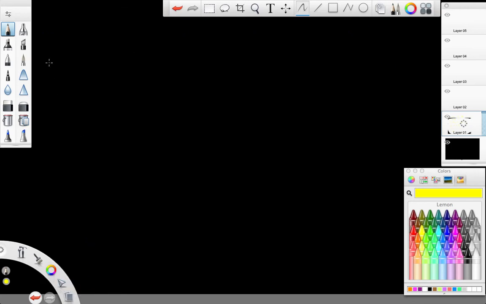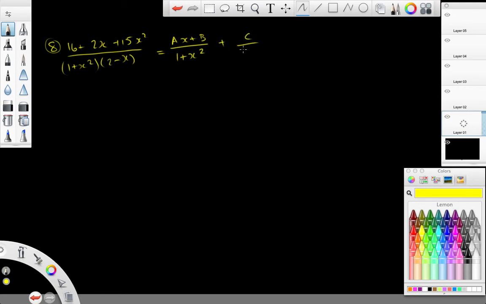Alright, question 8. Question 8 asks you to express another set of partial fractions. So it was 16 plus 2x plus 15x squared all over 1 plus x squared times 2 minus x. I'm not too sure how the book does this, but I was in the habit of starting with the highest power of x, so I just did that on autopilot.